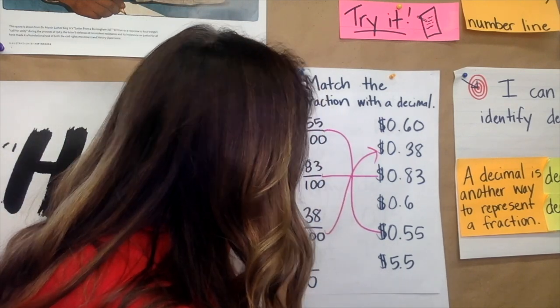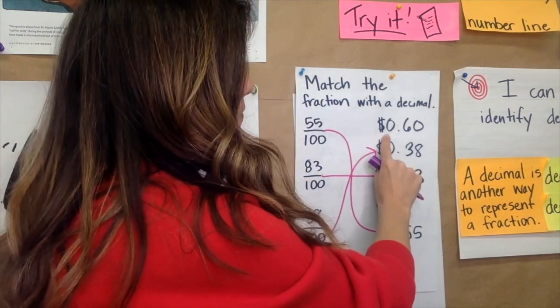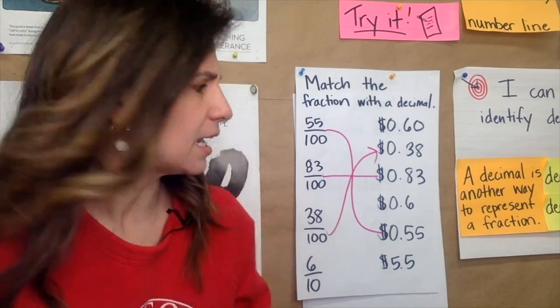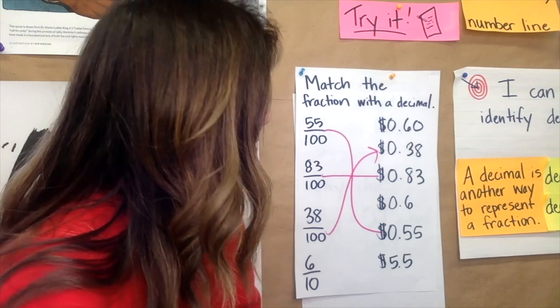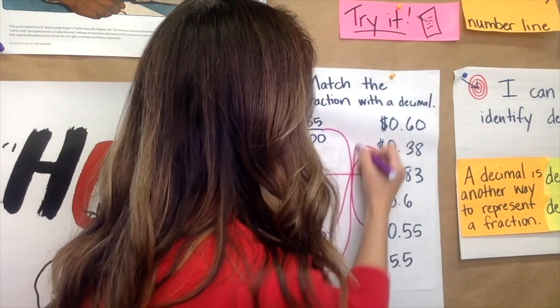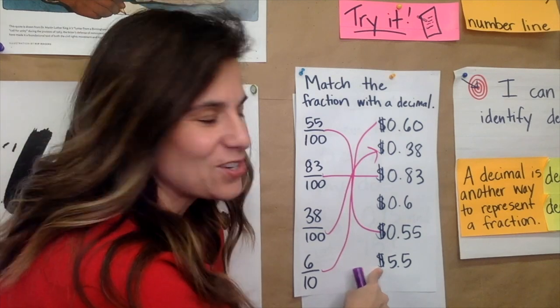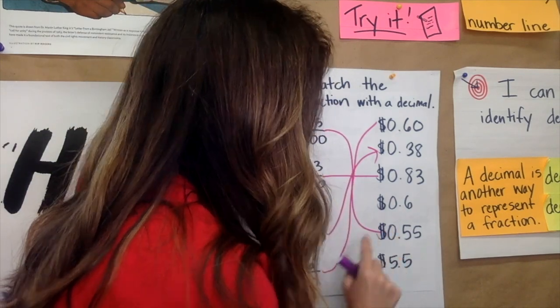And 6 tenths. Okay, so we have 0.6 here, but we also have 0.60. Well, how would we represent that in money? Would we put it like this, 0.6, or would we do it like this? You got it. We got it. Oh, and look, there was one down here, $5 and 0.5. Okay, we already got that one.